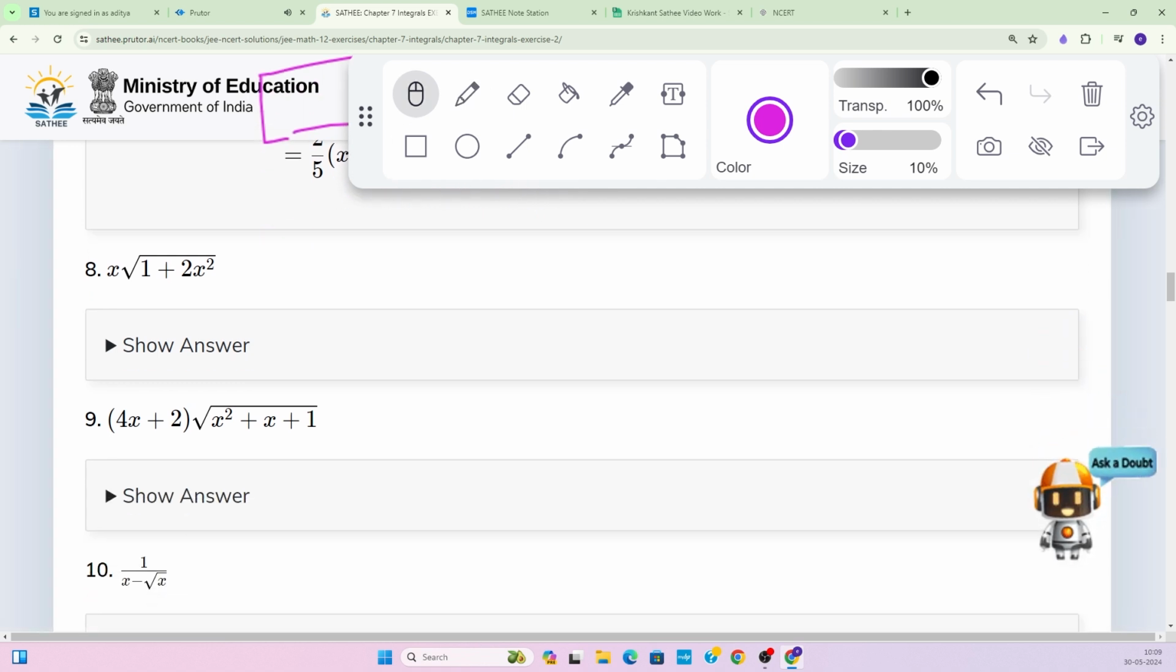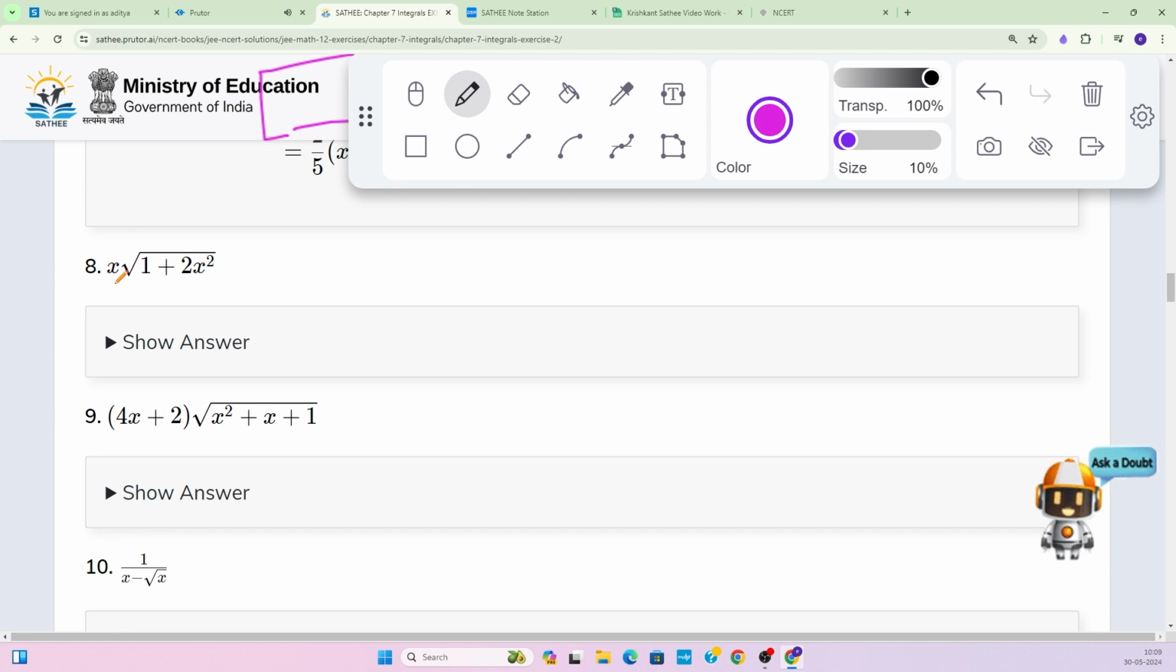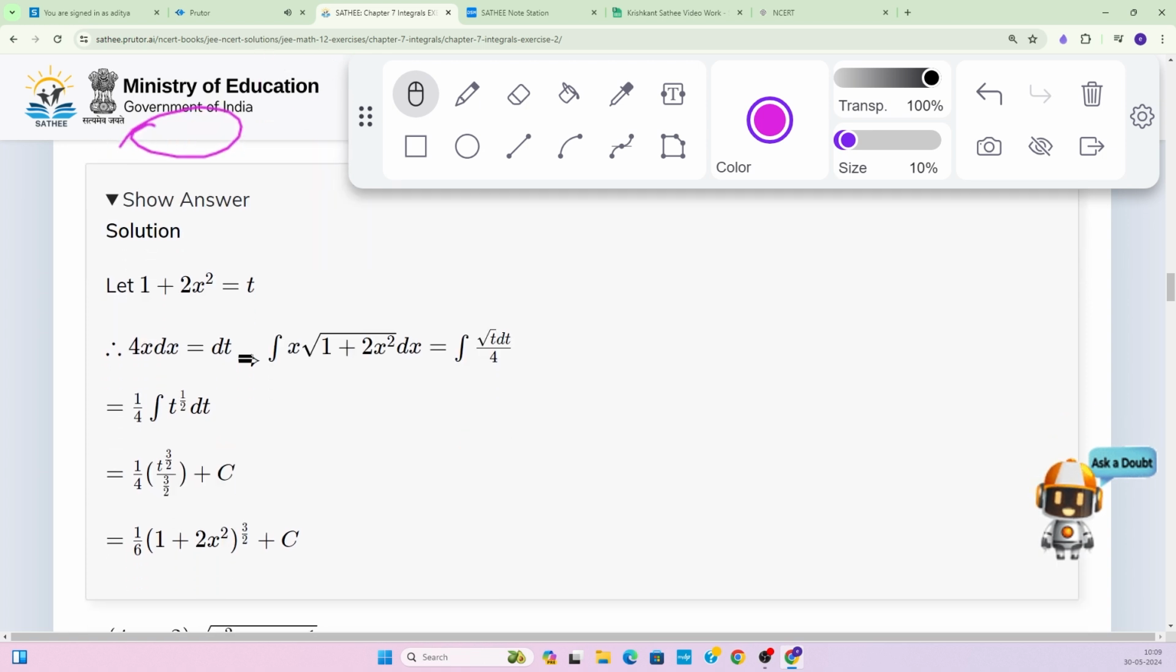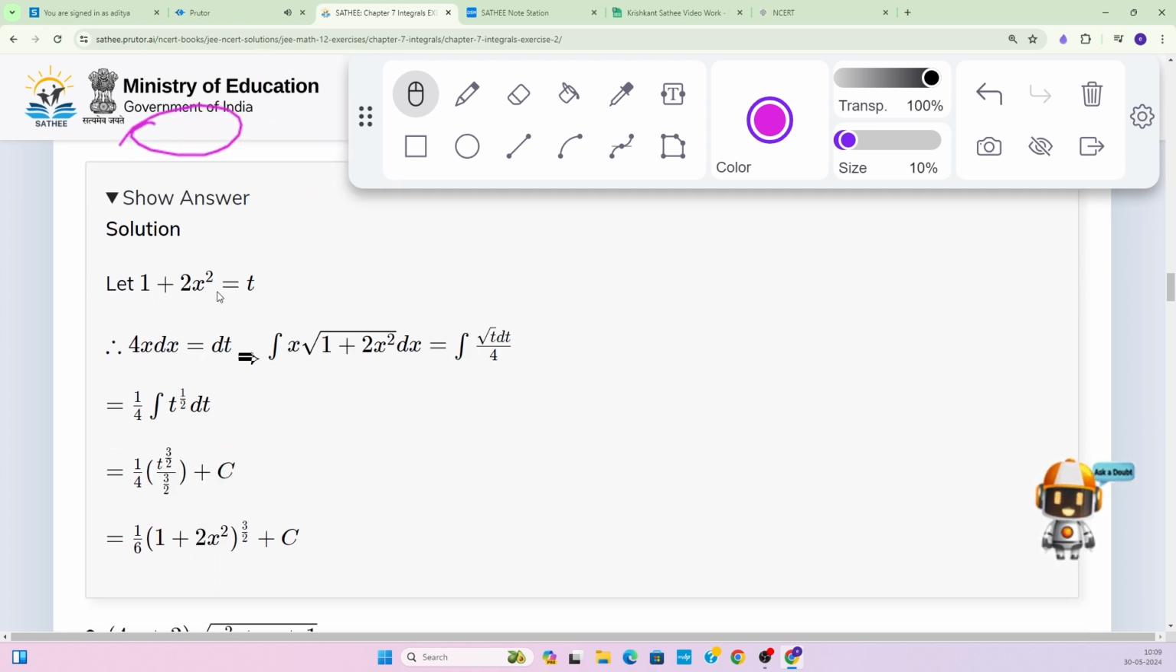Now the eighth problem. The eighth problem says integrate x multiplied by root of (1 plus 2x square). Taking this inside thing, you will have your substitution as 1 plus 2x square equal to t. After differentiating with respect to x, you will have dt by dx is equal to 4x. This means you can easily replace x dx by dt by 4.